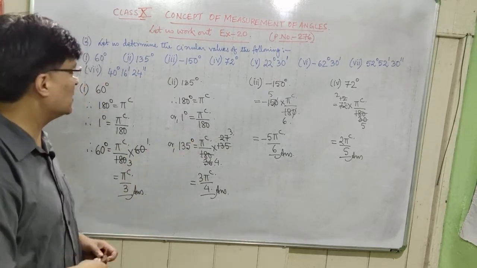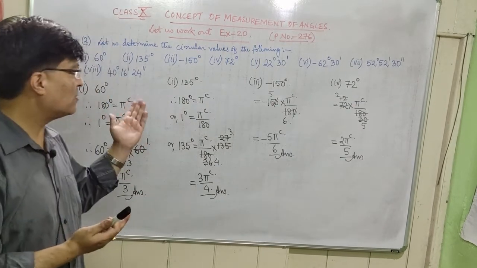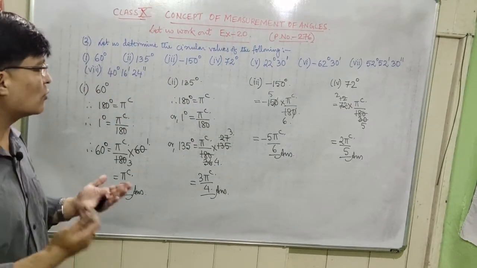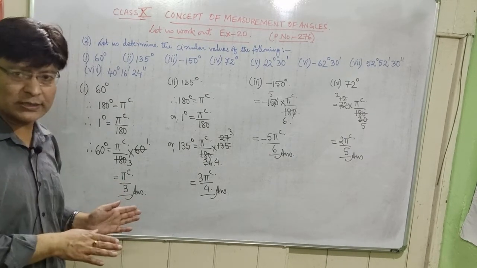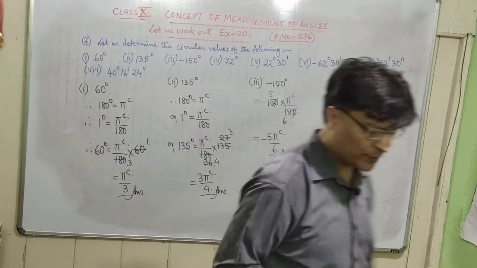Now we'll do the next question. That is number 5. That is, degree and minutes are given. You have to convert into circular measure. Okay, so you can copy it. I hope you have understood it. So you can copy it.